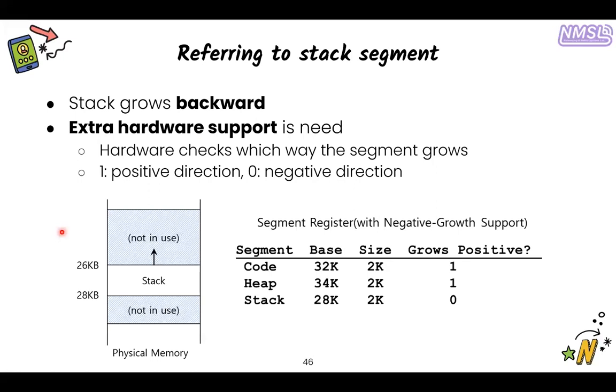We talked about the heap and code, but we didn't talk about the stack, right? Conceptually it's not very different, but the key difference, as I mentioned, is the direction. Stack moves in the opposite direction. So in the table here, we now need another column: does it grow positive or negative? Code and heap grow positive, while stack grows negative. So you're going to need another bit. That's extra hardware support.